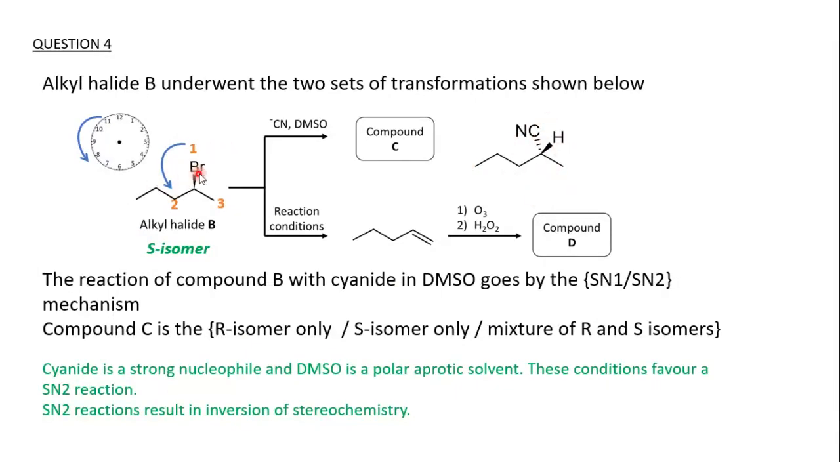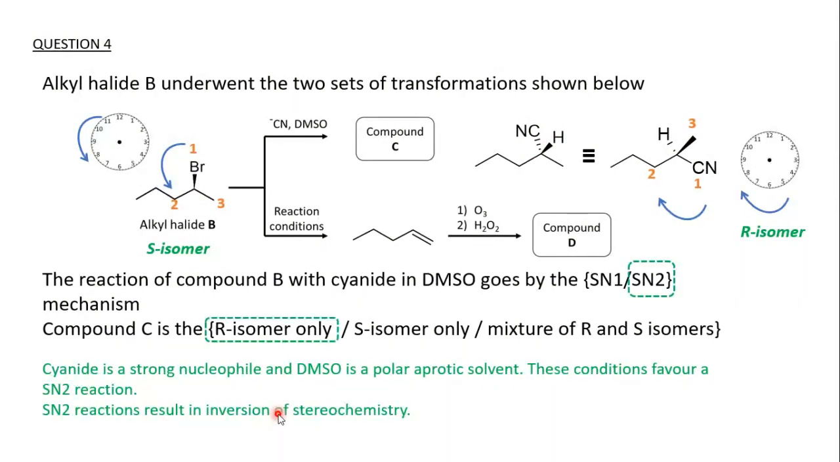Notice that bromine was coming towards us. Cyanide would have attacked from the opposite face, and so the cyanide is now going behind. And let's work out the stereochemistry here. We want to rotate it so that hydrogen is behind, and we assign priority to our groups, and we have the R isomer, right? And so that should be the answer.